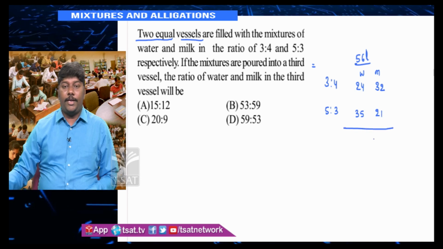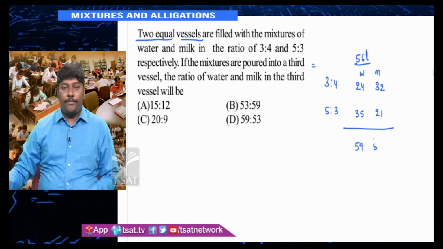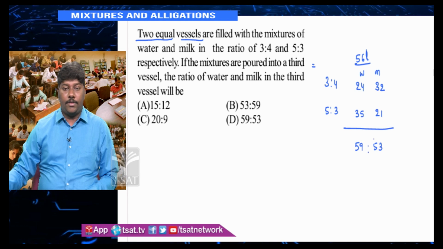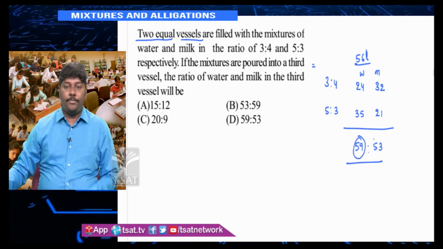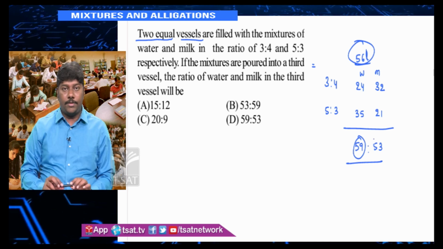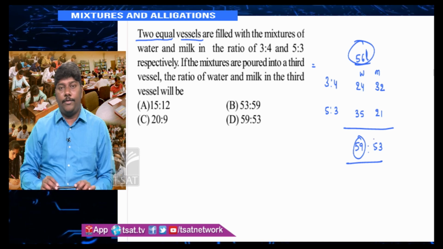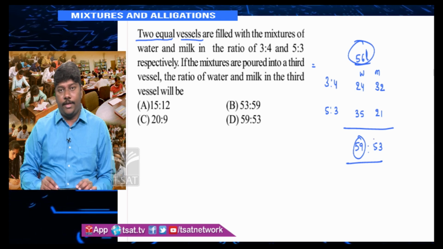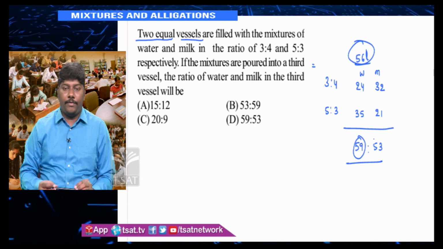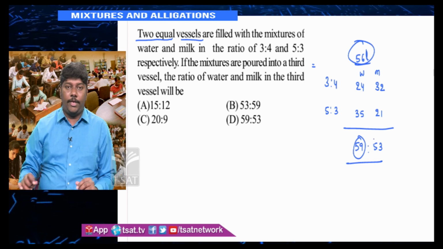Therefore, how many liters of water is there in the third vessel? 59 liters of water, 53 liters of milk. Even if you find only water, you get to know the total, because 56 in each of the 2 vessels, equal capacity, is 112. You only find out what is water in it. We got water is 59 liters. Obviously out of 112, if 59 is water, the remaining 53 must be milk only. Look at the next sum.